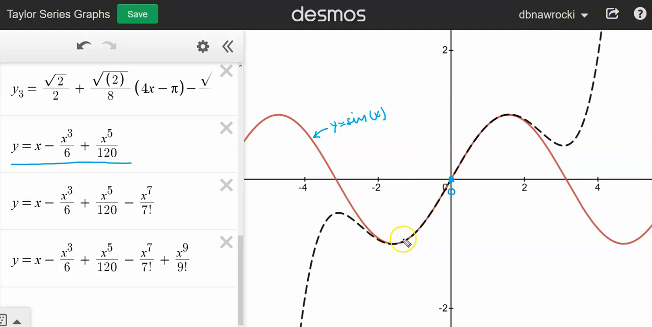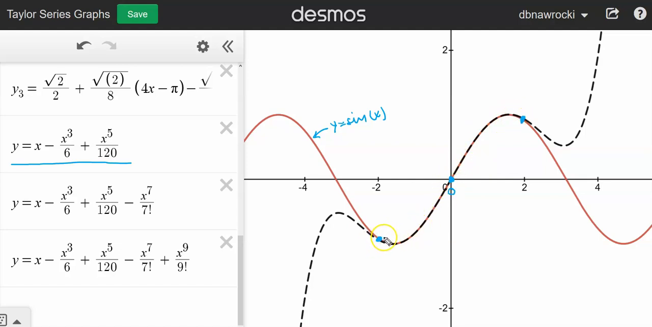And notice how the graph does approximate the sine curve relatively well, close to 0. Now if you move away too far, notice how the graph does diverge away from the graph of the sine function eventually. Okay, so it's pretty accurate out to about here and here. And notice also you have a certain type of symmetry with respect to your approximation.